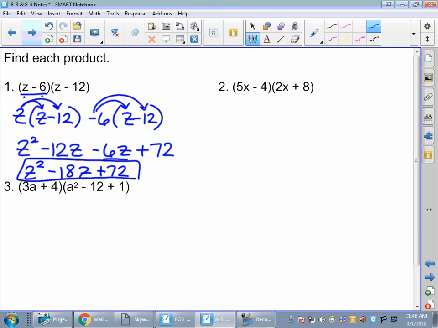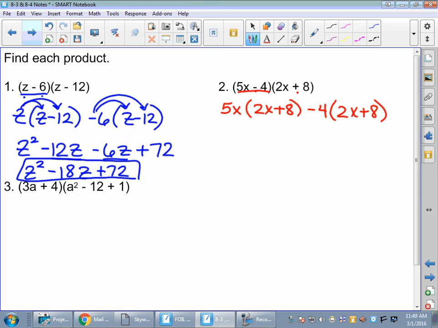And number 2, same thing. We have a binomial times another binomial. It does not matter which order you break these apart. Maybe someone might argue that it's easier to distribute a positive 8 rather than a negative 4, but it really makes no difference. I'm going to commit to just the front one; that's usually what I use. So I'm going to take the 5x and multiply it by 2x plus 8, and then take the negative 4 and multiply it by 2x plus 8.